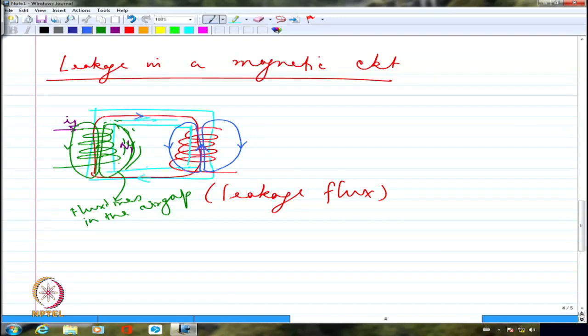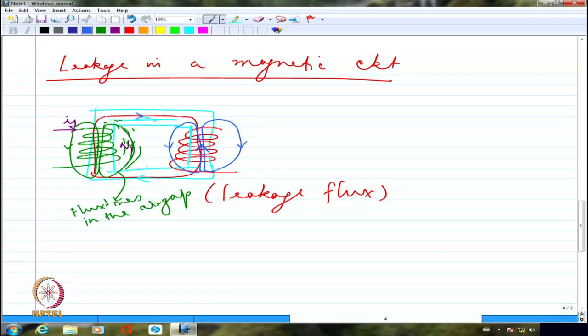So primary and secondary fluxes obviously oppose each other. They can't be aiding each other. Lenz's law. If they aid each other, the flux would have really gone to infinity. So they have to oppose each other. We will talk about this definitely when we talk about transformer in a greater detail.